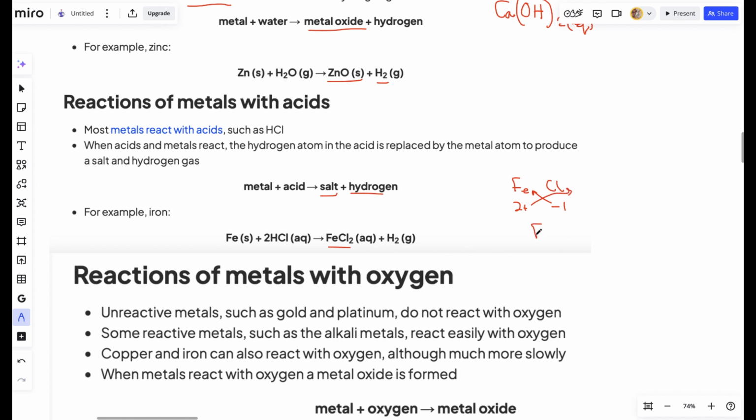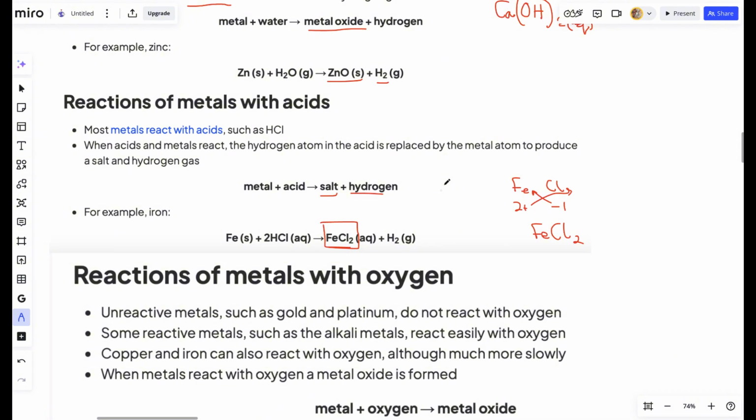So you have iron 2 chloride like this. Fe times 1 becomes Fe only, and chlorine, Cl times 2, becomes Cl2. This is how we get iron 2 chloride. It's a salt. Metal and chloride, metal and carbonate, metal and sulfate, metal and nitrate are all salts. So this forms the salt and hydrogen gas. This is only when we react with hydrochloric acid.